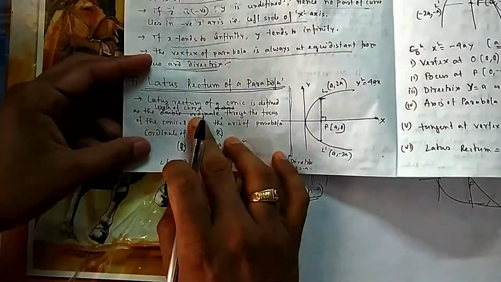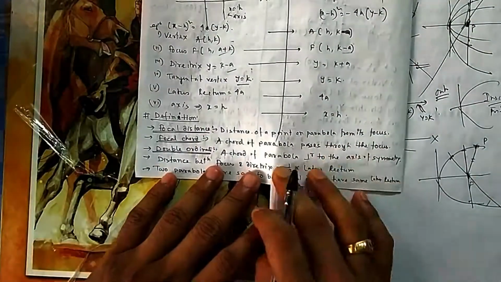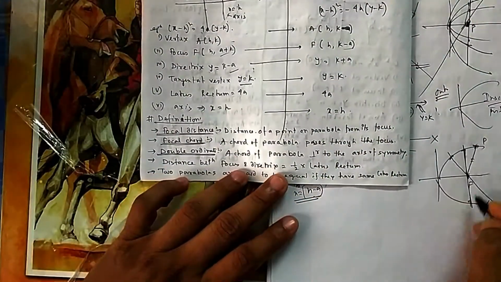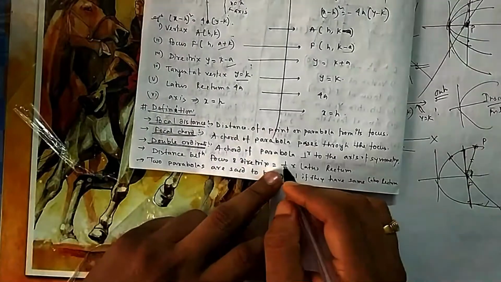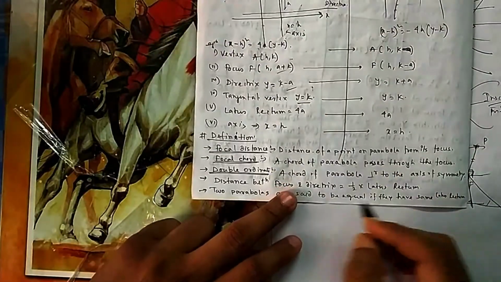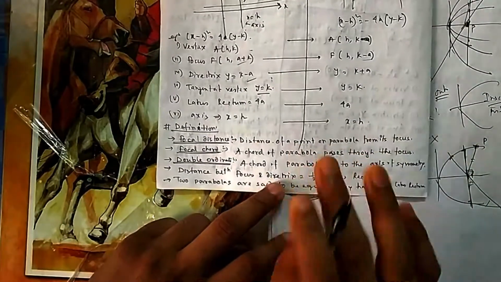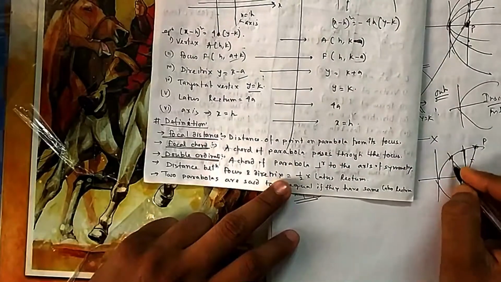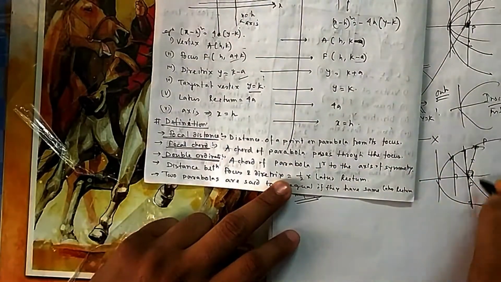Now what is a double ordinate? I skipped that earlier for the latus rectum. In some books you will find the definition of latus rectum in terms of double ordinate also. What is a double ordinate? A chord of the parabola which is perpendicular to the axis, exactly the same thing that we defined here. Not necessarily through the focus, only a chord of the parabola which is perpendicular to this. All these chords are double ordinates.